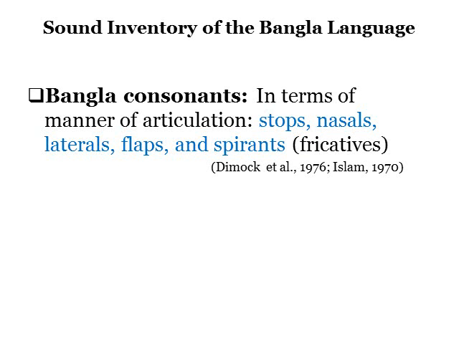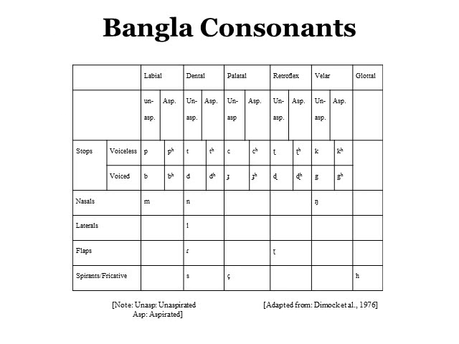We will take a look at the sound inventory of Bangla language now. Now, in terms of the manner of articulation, Bangla consonants could be stops, nasals, laterals, flaps, and spirants. Now, this is a chart of Bangla consonants.